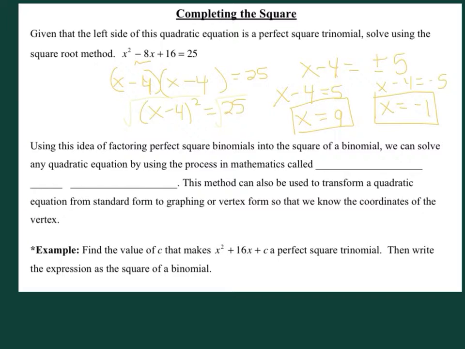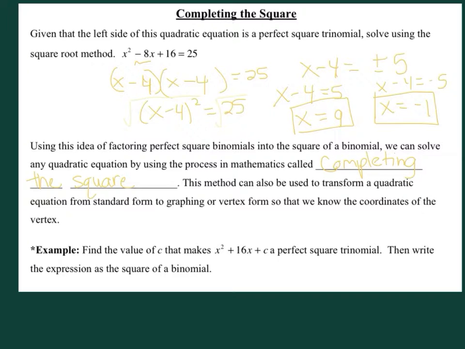Using this idea of factoring perfect square trinomials into the square of a binomial, we can solve any quadratic equation by using the process in mathematics called completing the square. This method can also be used to transform a quadratic equation from standard form to graphing or vertex form so that we know the coordinates of the vertex.